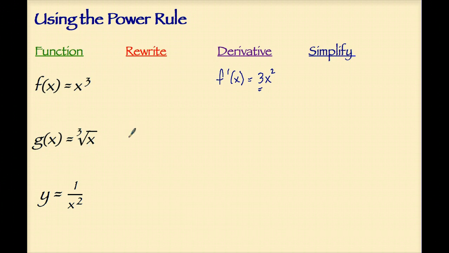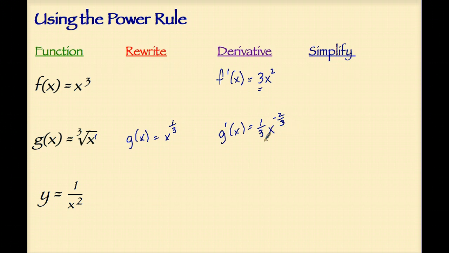We are going to rewrite this function so that we have a variable to an exponent. G of x is equal to x to the 1/3 power. Remember that when you have a radical function, you can rewrite it so it has a rational exponent. The index of the radical is the denominator of the fraction, and the exponent of the variable is the numerator. Now that it's a variable to an exponent, we can use the power rule. G prime of x will be 1/3 x to the negative 2/3. Again, the exponent comes around to become the coefficient, and then you have to subtract 1 from the original exponent. 1/3 minus 1 is negative 2/3.